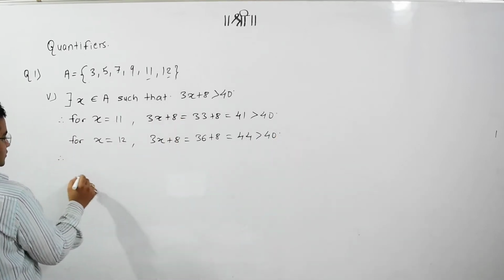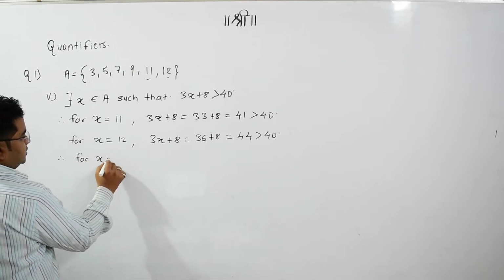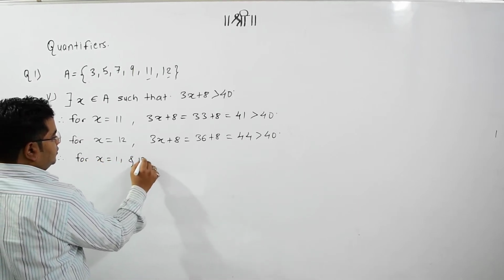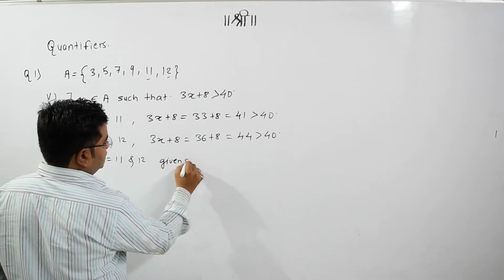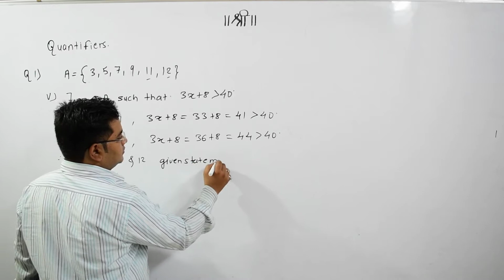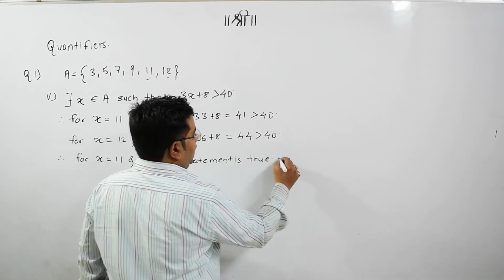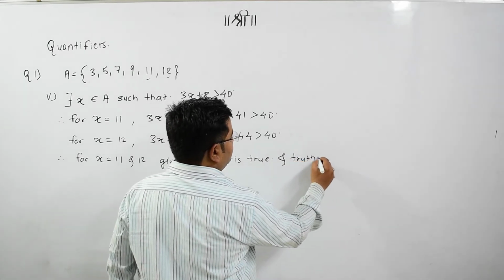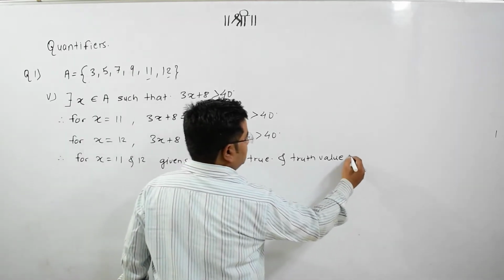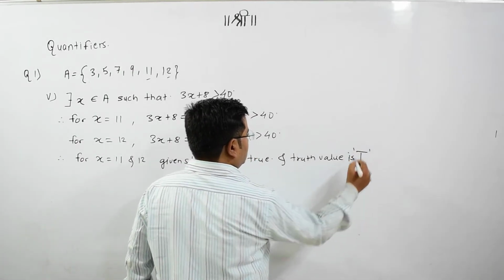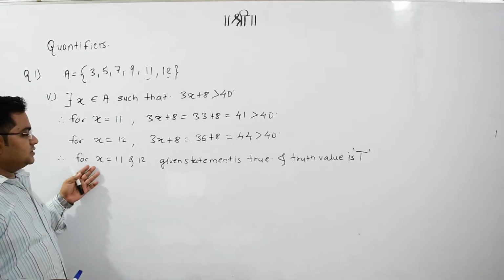So therefore, for x is equal to 11 and 12, the given statement is true, and the truth value is T. Okay, done. That's how we need to solve this question. That's it. This is so simple.